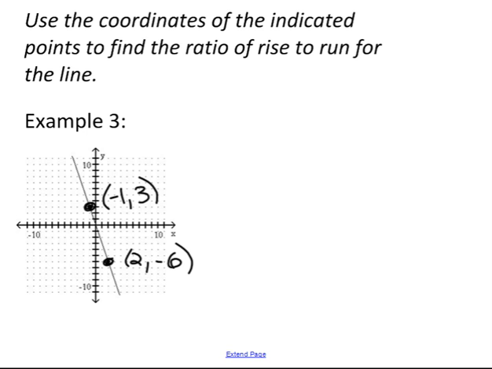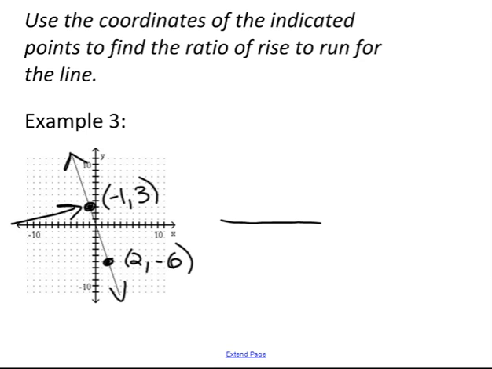A faster way to find the slope, if we have a graph, is to do rise over run. Rise is how many we go up, and run is how many we go to the right. If we go down, you got to put a negative. If we go to the left, you got to put a negative. So rise over run. It doesn't matter which point you start at, as long as you're consistent. So let's start at that point right there.